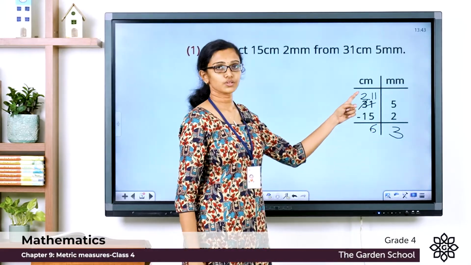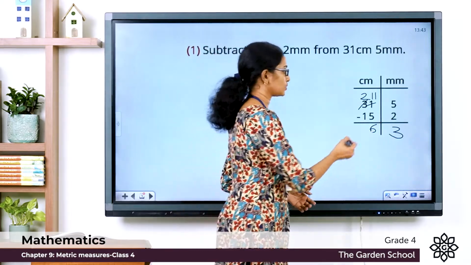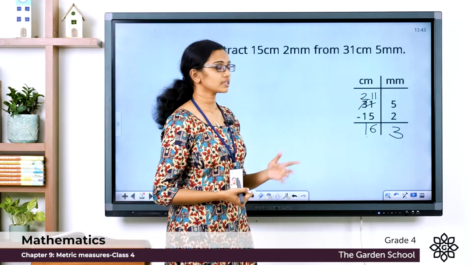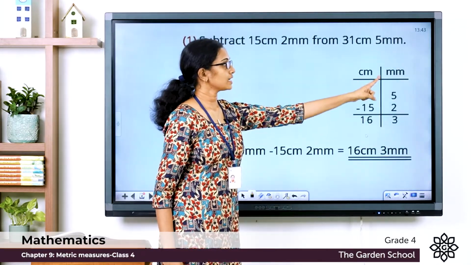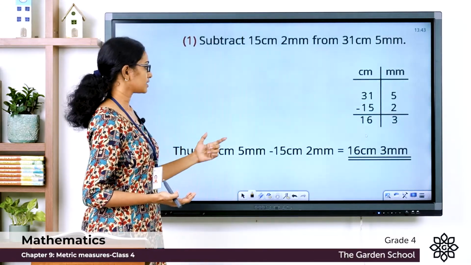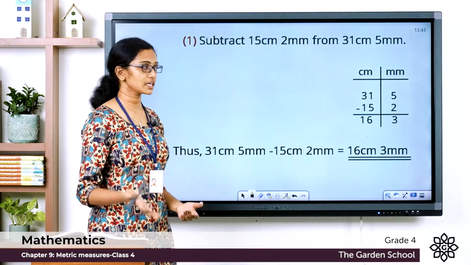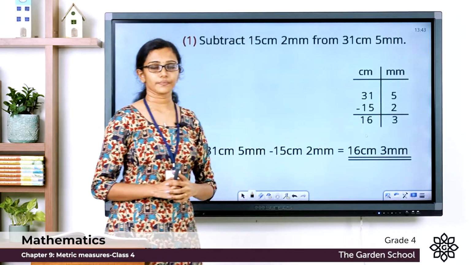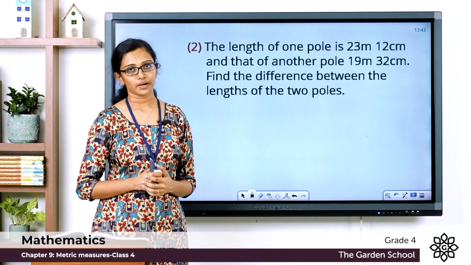Now here we have 2 and 1. 2 minus 1 is equal to 1. So we have got the difference 16 centimeter and 3 millimeter. So the difference, 31 centimeter 5 millimeter minus 15 centimeter 2 millimeter, is equal to 16 centimeter 3 millimeter. Hope this is clear to you. Now we'll see a word problem.